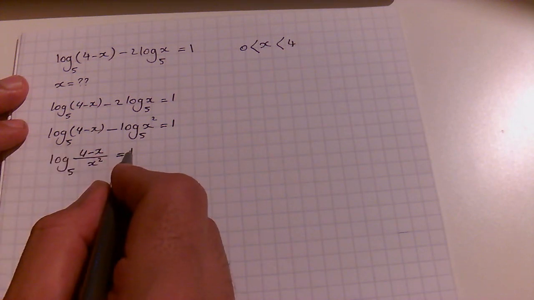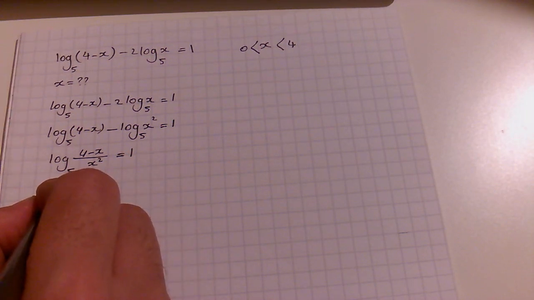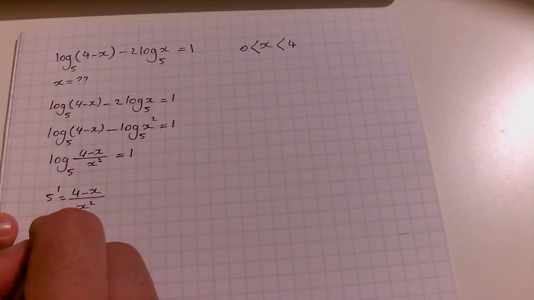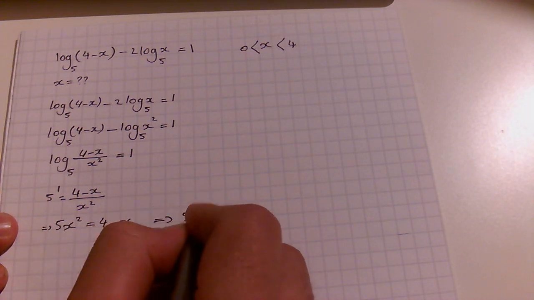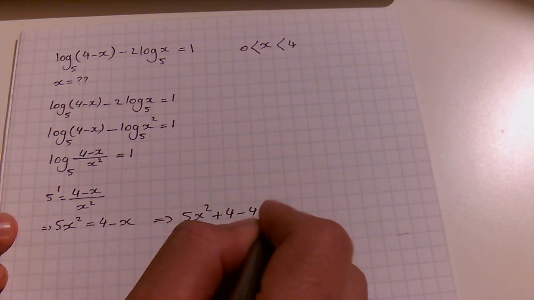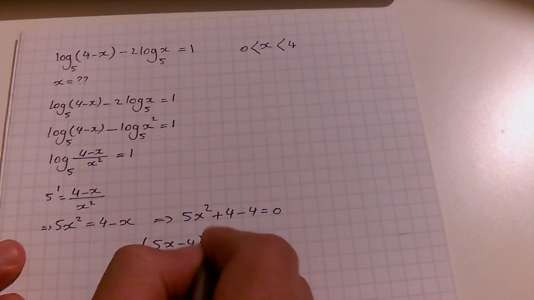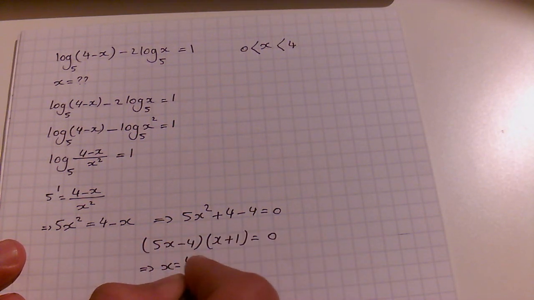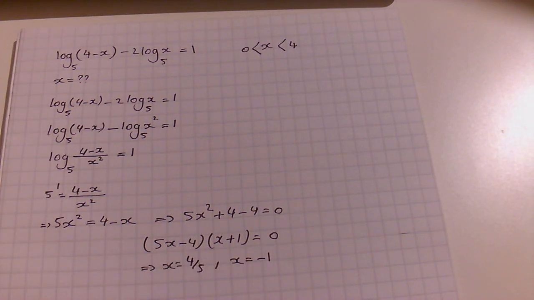Okay. Next question. log base 5 of (4 - x) minus 2 log base 5 of x equals 1, where x is between 0 and 4. We want to calculate the value of x.